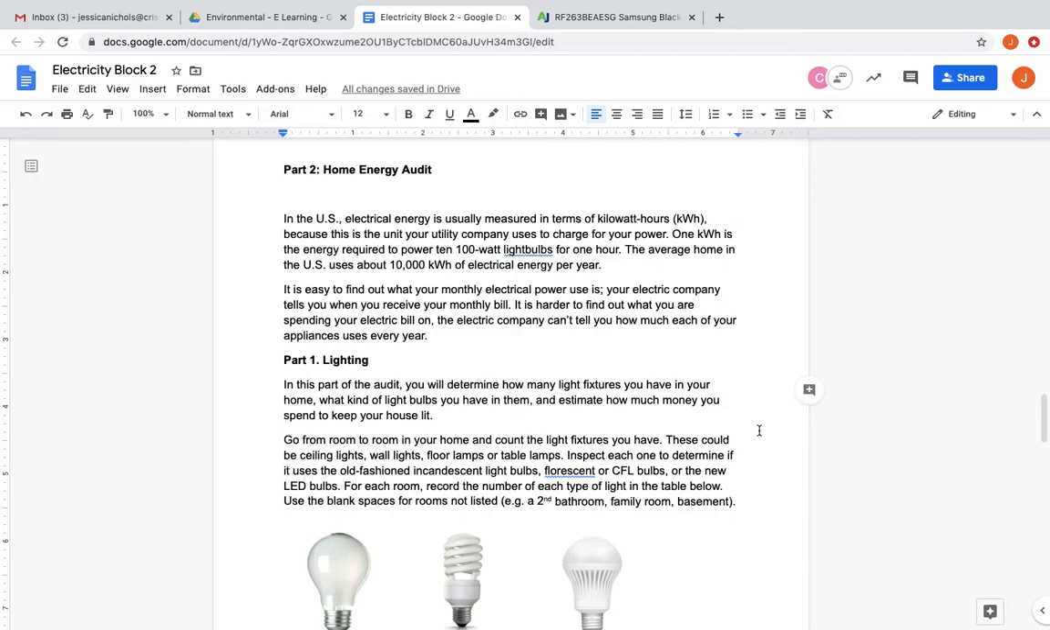It's easy to find out what your monthly electrical power use is. Your electric company tells you when you receive your monthly bill. A lot of this we know because you analyzed your bill just a couple of days ago.